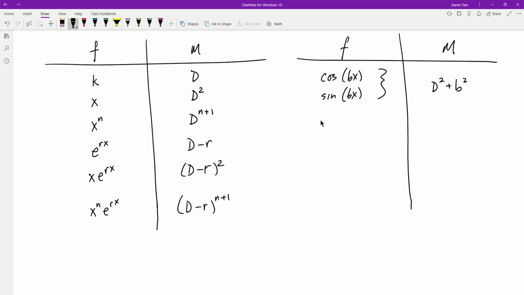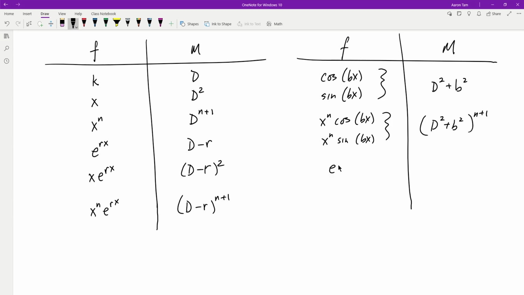Now, what if you have x to the n cosine bx or x to the n sine bx? That indicates that you have a repeated root of cosine bx and sine bx. The reason you repeat a root is because the factor gets repeated. So then what we have will be D squared plus b squared to the n plus 1. That would allow you to annihilate it, turning it into a homogeneous differential equation.